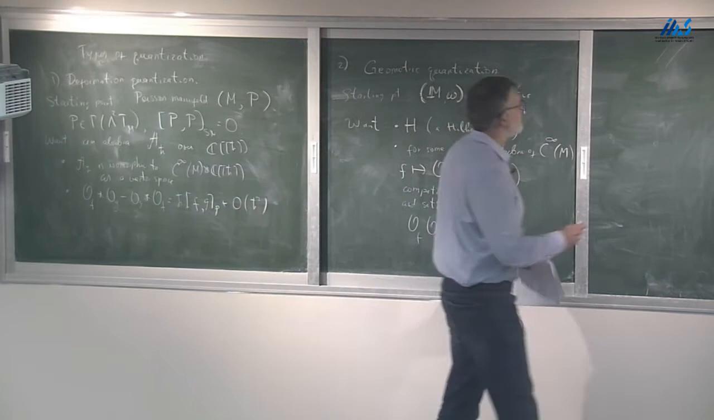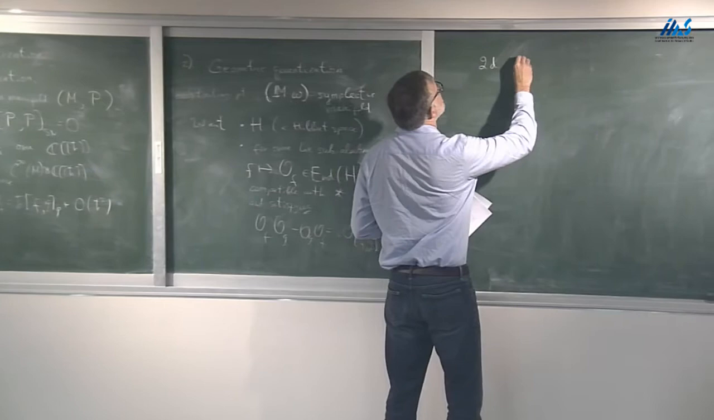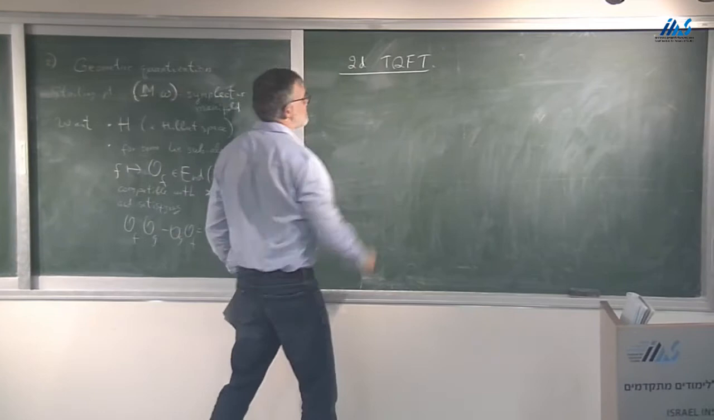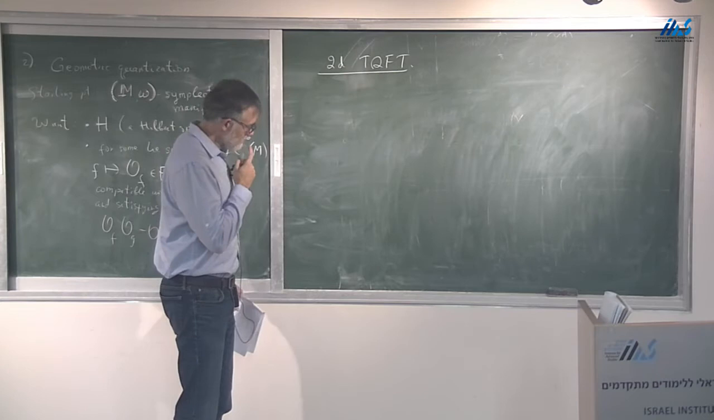So let's review two-dimensional topological field theory. That must be a familiar topic. So in two dimensions, what would I mean?